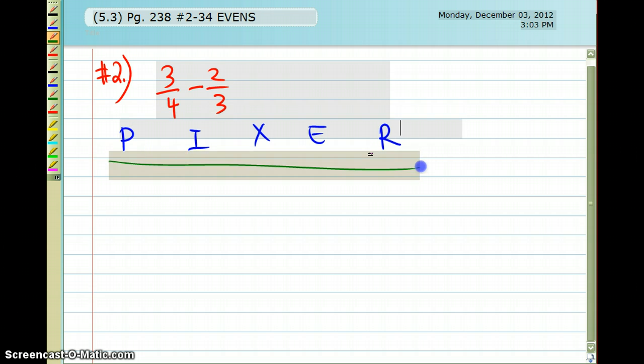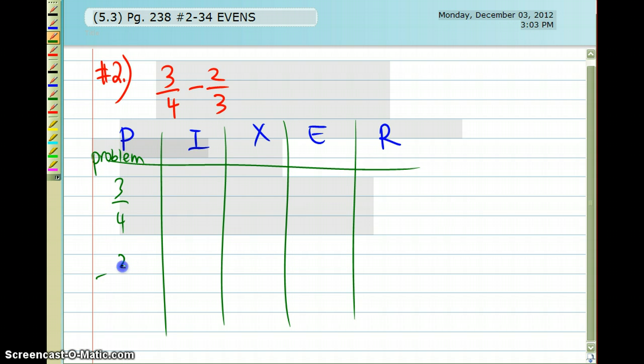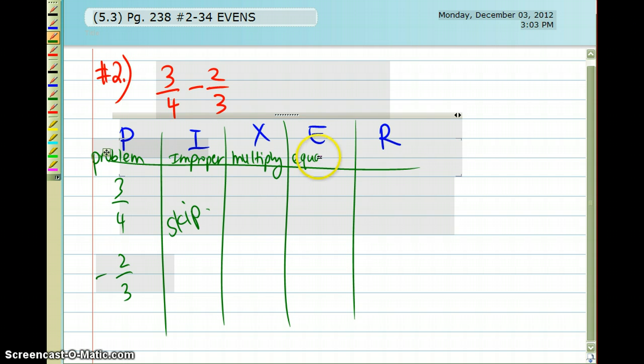So here we go. If I divide the problem, first the P is to copy down the problem, which is 3/4 minus 2/3. This is just going to help me set it up. Now, they are actually not mixed numbers that need to be changed to improper, so I could skip this step. The X means I'm going to multiply. I stands for improper, by the way. I'm going to multiply a number so that I can get E, which is the equivalent fractions, which will give me common denominator.